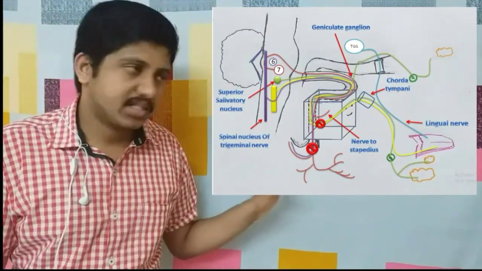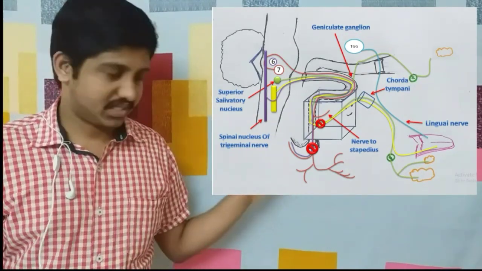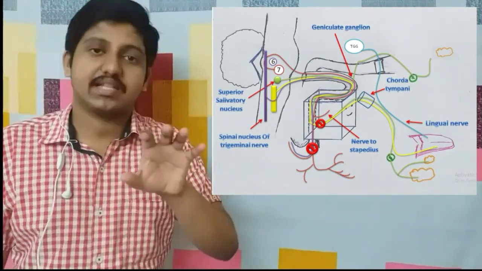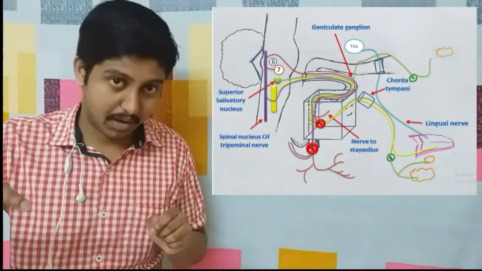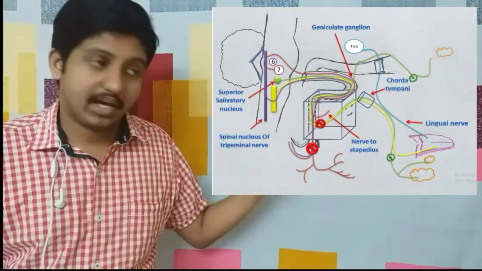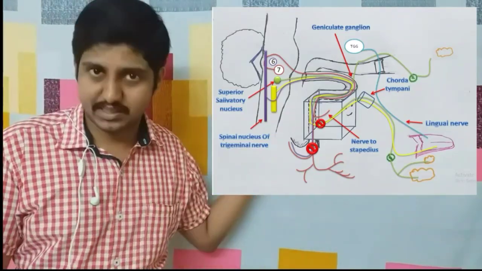So what happens? These innervations will be lost, that is, the taste sensations. The patient will lose taste sensation on the anterior two-thirds of the mouth, and salivation also decreases. Also there will be Bell's palsy too.